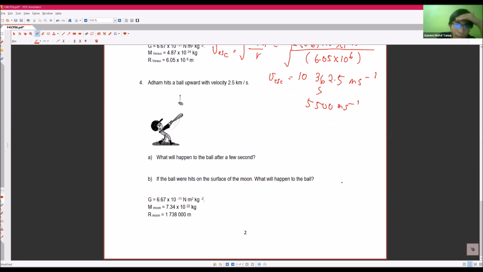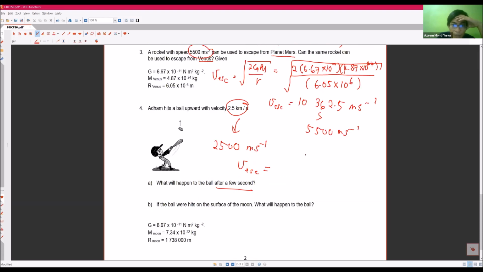Okay, the final question for today. The arm hits a ball upward with velocity 2.5 kilometer per second. What will happen to the ball after a few seconds? So this is actually 2,500 meter per second. Our escape velocity for the Earth, we already calculated before, because we assume that this ball here, Adham, is on the Earth.